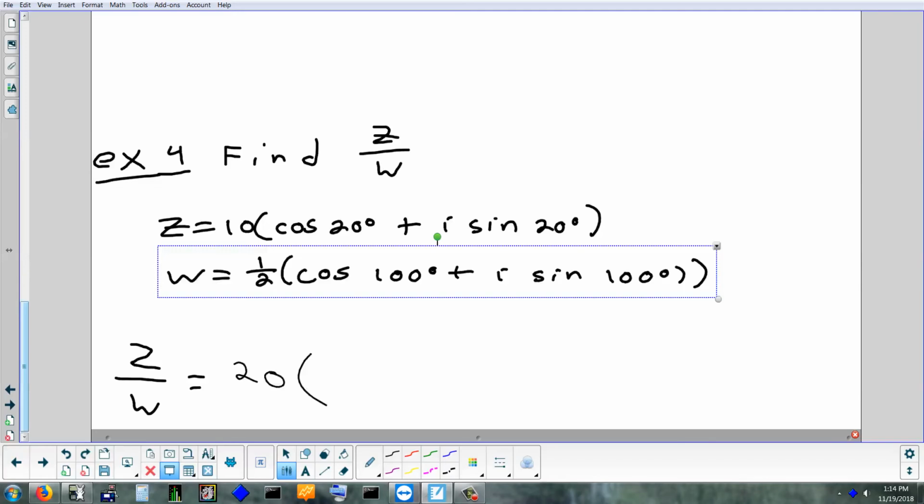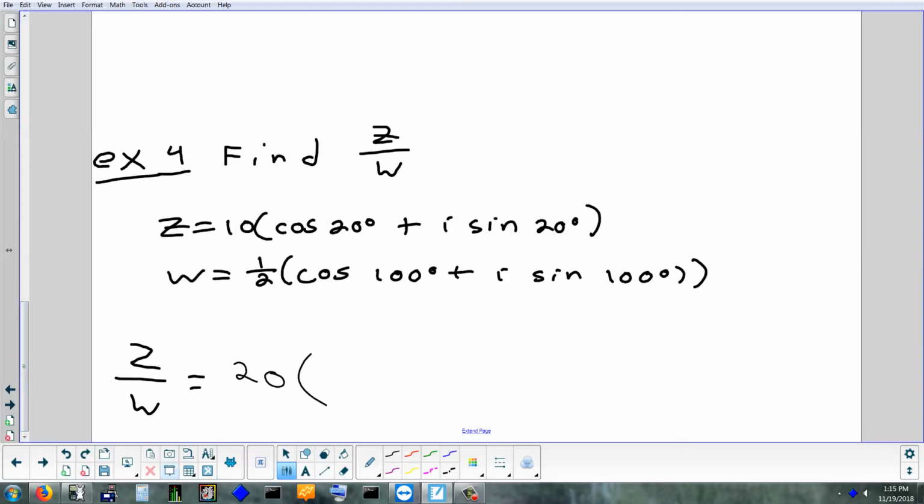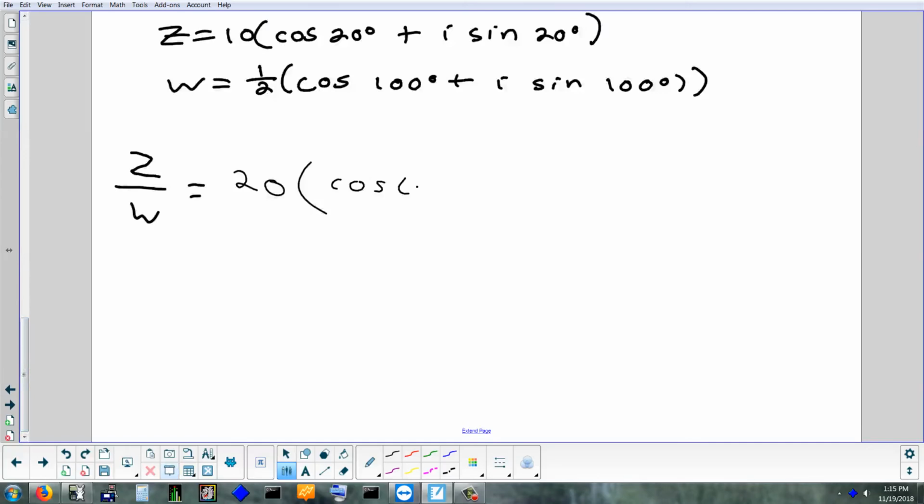And now my angle. If it comes out negative, that's okay for now. We'll write it as a negative, and then we'll fix it. How about Mark? What's my angle going to be? Your angle is going to be 80. Careful. If z and w were switched, then yes, I would agree with you. w divided by z would have an angle of 80. This is -80. Okay, so let's just write it down. 20 cosine -80 plus i sine -80.